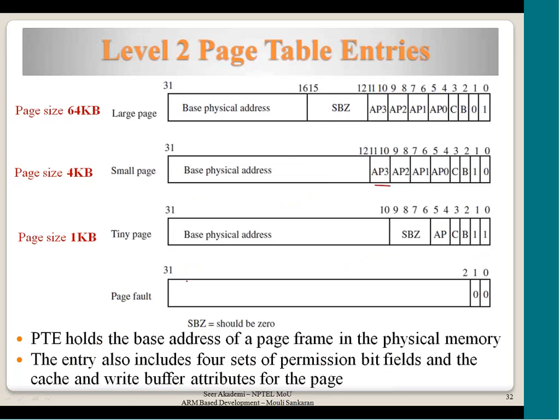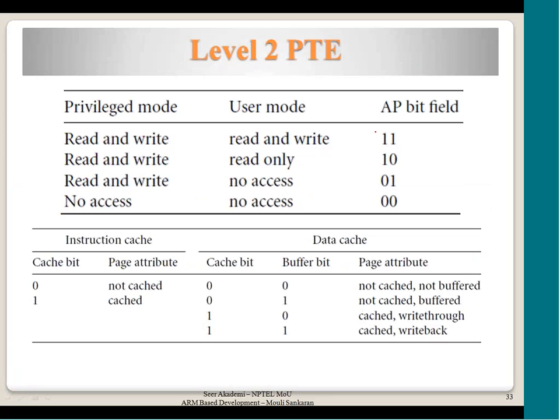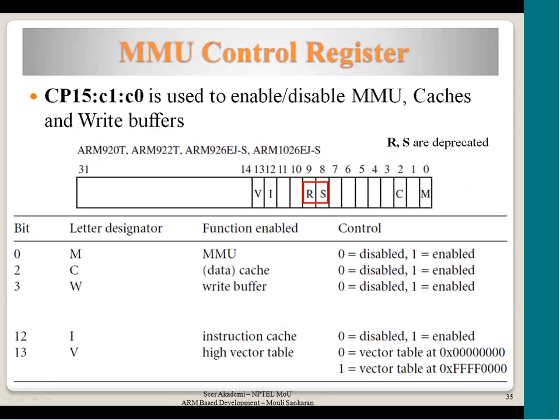So let us see that the access permission bits are similar to what we saw in the MPU. Read/write, privilege mode, and then user mode, and different combinations can be there. And then the cache behavior and buffer behavior is a combination of these 2 bits. We say not cached or not buffered, not cached and buffered, and cached with write through. If it is cached, you have to say whether it is write through or write back. If it is not cached, we only have to say whether it is buffered or not buffered. That's all. Okay, so this is how the control goes.